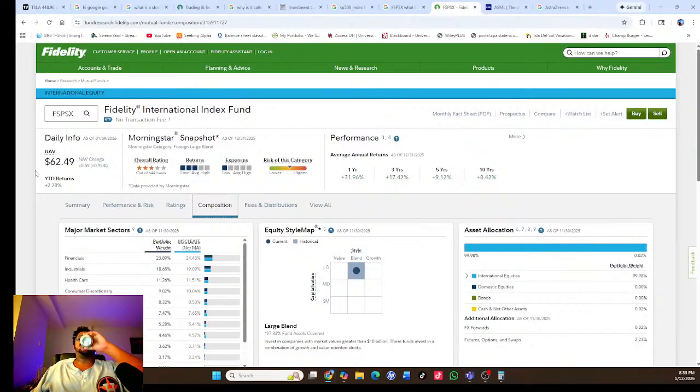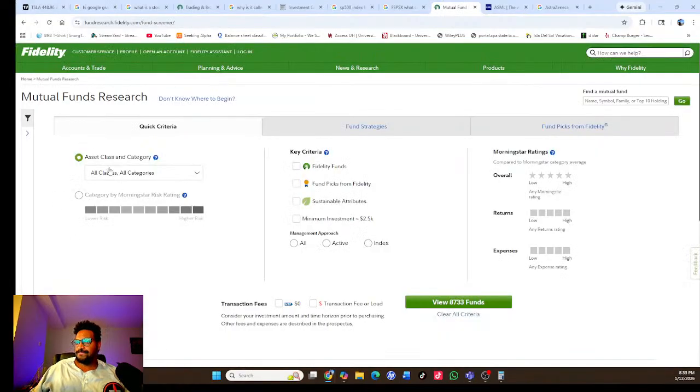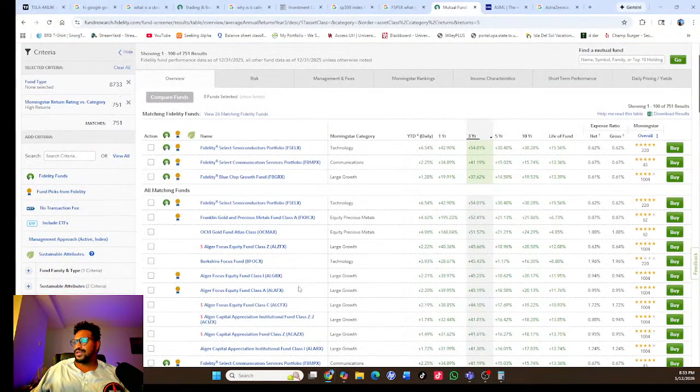But it's not the only one. There's all types of mutual funds. So you click here, like Fidelity, for example. Look at all these mutual funds. You could sort by risk, by asset class, or by returns, like high returns.